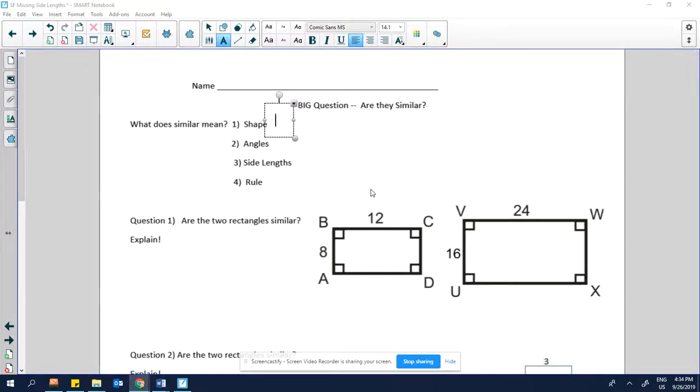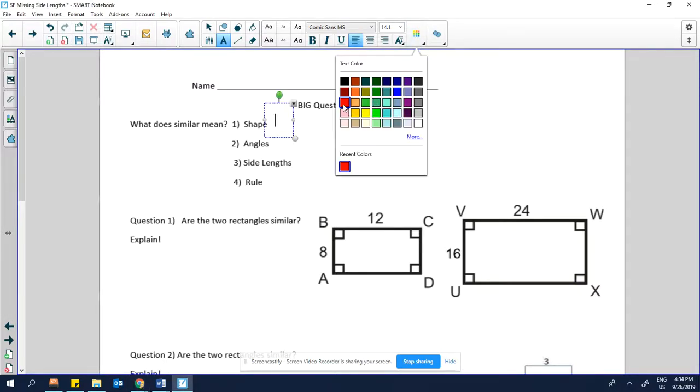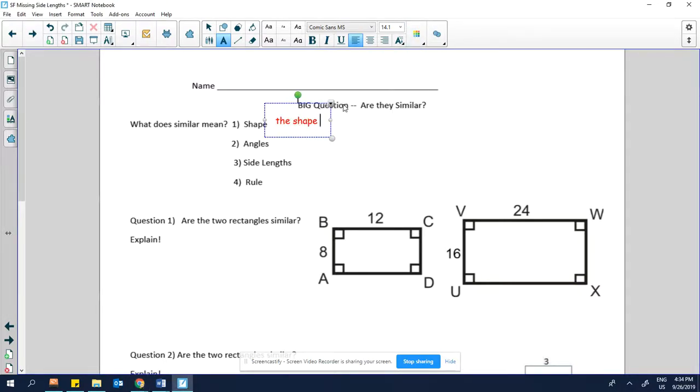The big question is, are they similar? Well, first we have to know what similar means in math, because it might mean something different than in English. Similar for the shape means the shape stays the same. If you have a triangle, it's going to stay a triangle. If you have a rectangle, it's going to stay a rectangle.